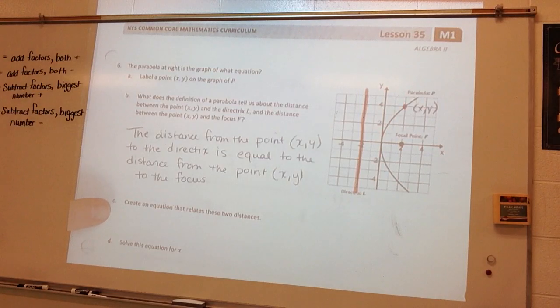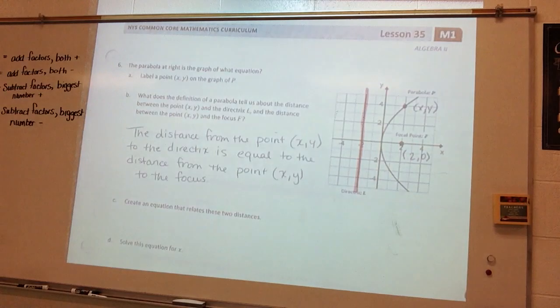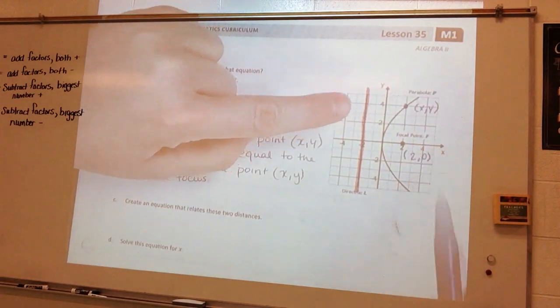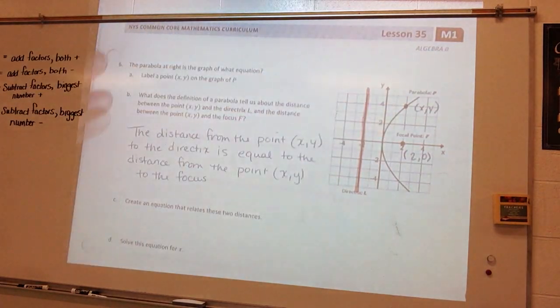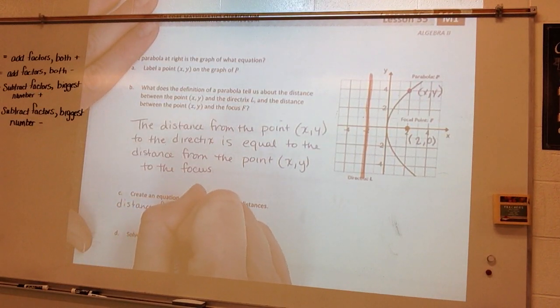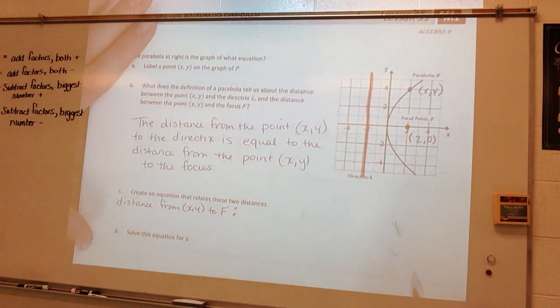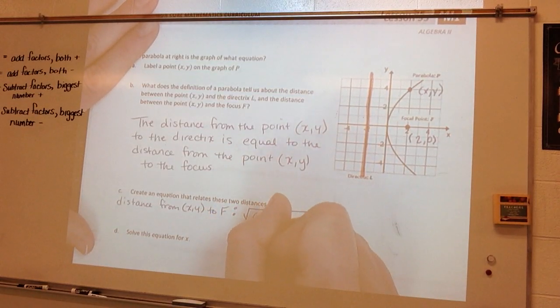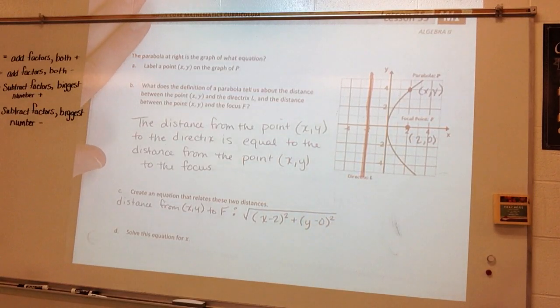Create an equation that relates these 2 distances. Well, let's look. My focus point is at (2, 0). So the distance from (x, y) to the focus would be the square root of (x minus 2) squared plus (y minus 0) squared.